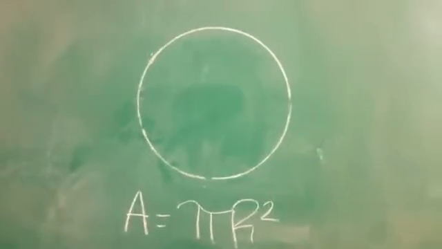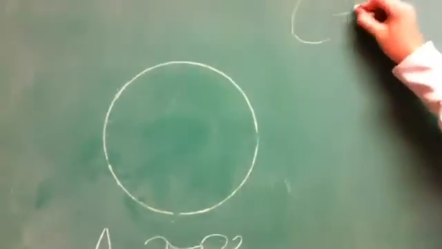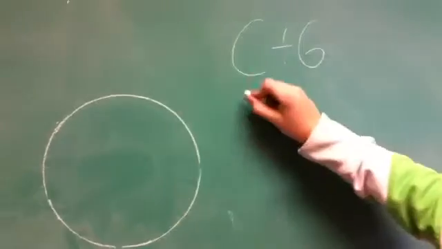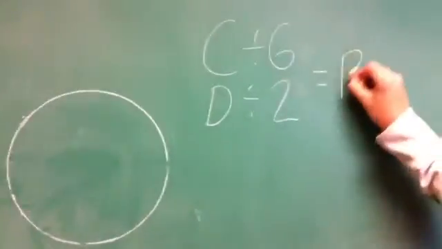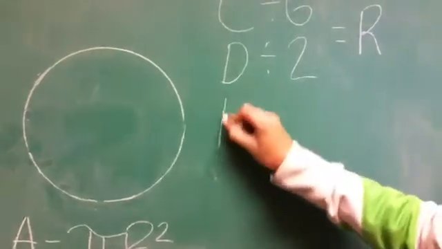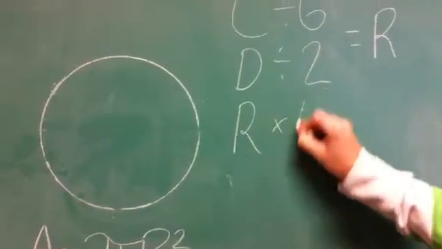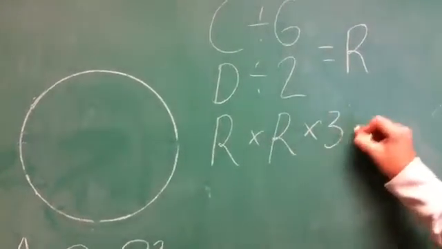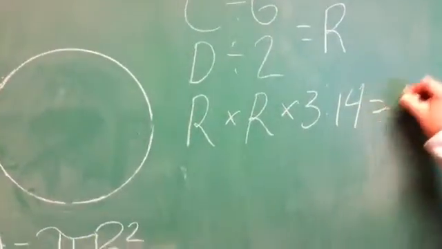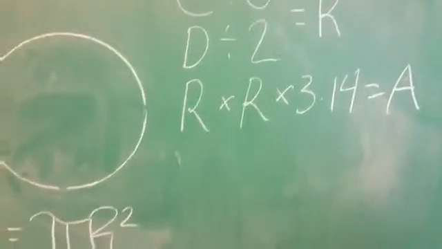In order to get this, you will need to take the circumference and divide it by 6, or take the diameter and divide it by 2, and you will get the radius. Then take the radius and multiply it by itself. Now take your new measurement and multiply it by pi. That is the area of a circle. For example, I will now teach you how to find the area of a frisbee.